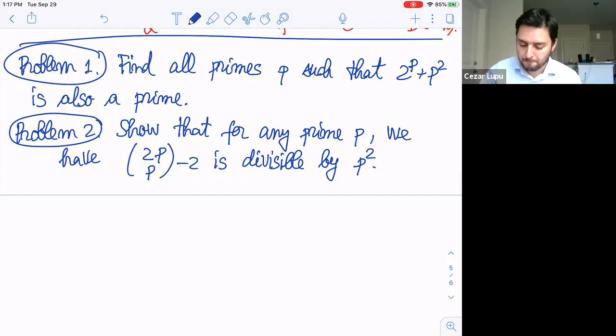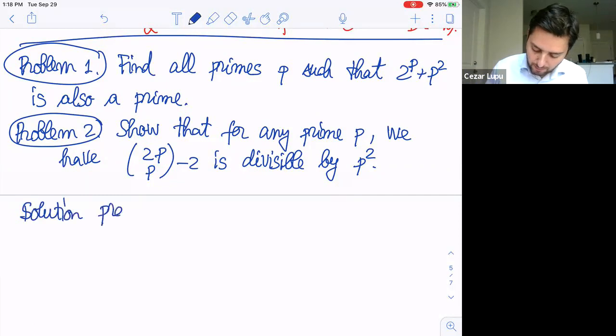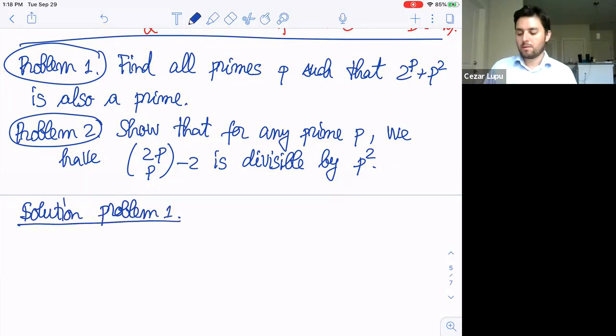So what do you think? So let's see the first one. Solution, problem 1. So we need to find all prime numbers p such that 2 to the p plus p squared is also a prime. So let's inspect a bit. What do you think? Let's see.